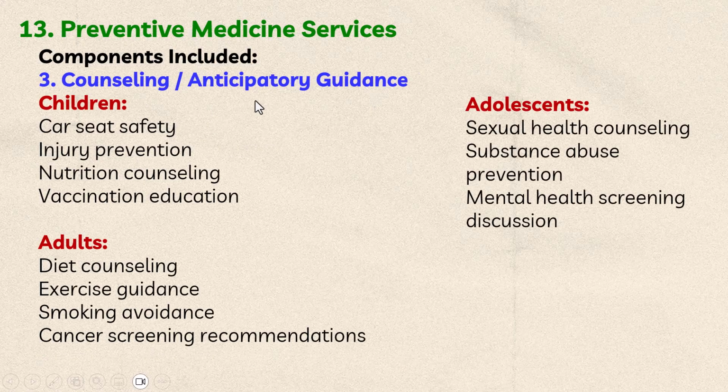Third, counseling or anticipatory guidance. In children, car seat safety, injury prevention, nutrition counseling, and vaccination education. In adolescents, sexual health counseling, substance abuse prevention, mental health screening, and discussion. In adults, diet counseling, exercise guidance, smoking avoidance, and cancer screening recommendations.